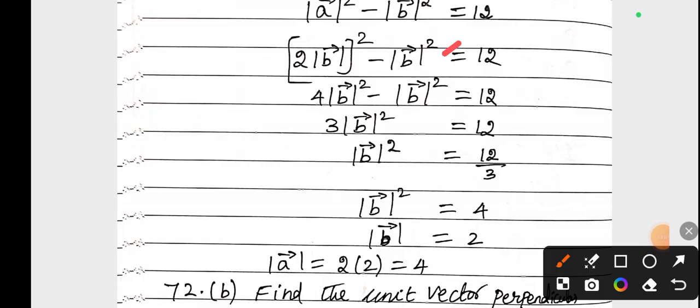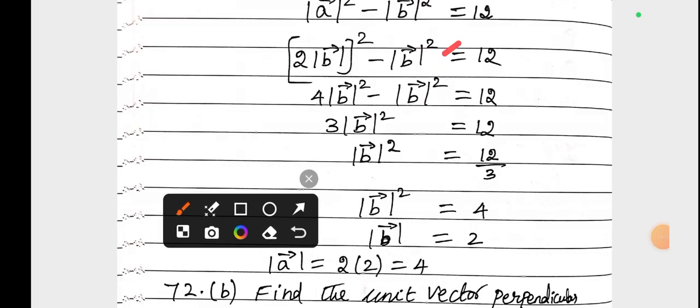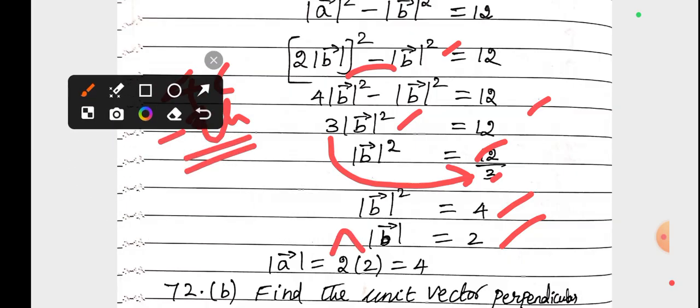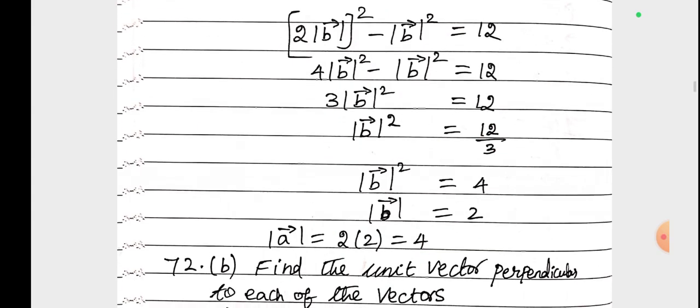So we got 4 magnitude of B square minus magnitude of B square, which is 3 magnitude of B square equals 12. Multiplication 3 comes here as division. 12 and 3 cancel, getting 4. So magnitude of B vector is 2. Then magnitude of A vector is 2 into magnitude of B vector, children. So 2 twos are 4. That's it. Easier, check. We are just substituting and we are getting it.